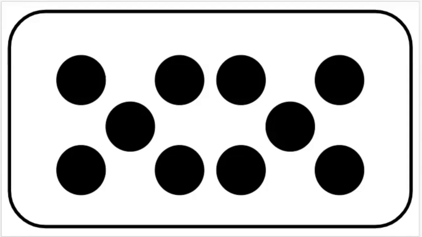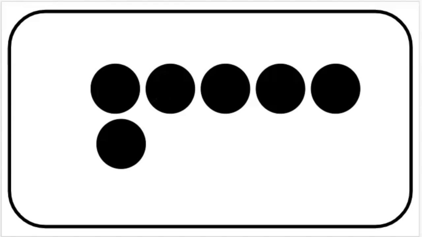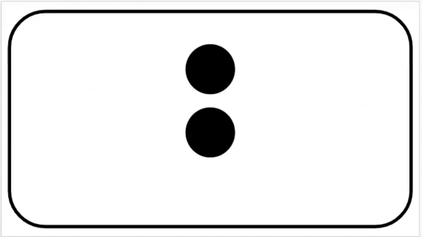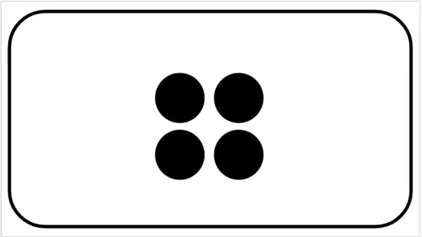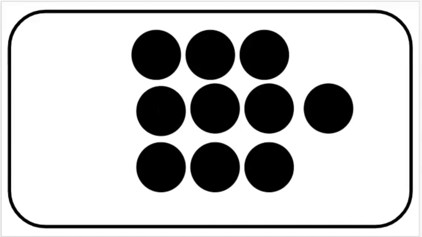How many dots do you see here? How about here? How many dots are here? And here? And here? How many dots are here? How about here? What about here? How many dots are here?